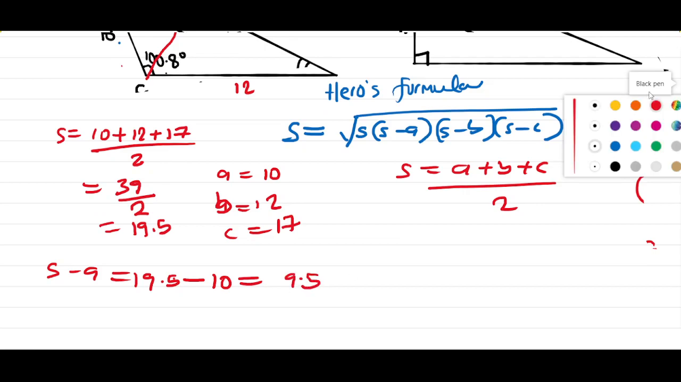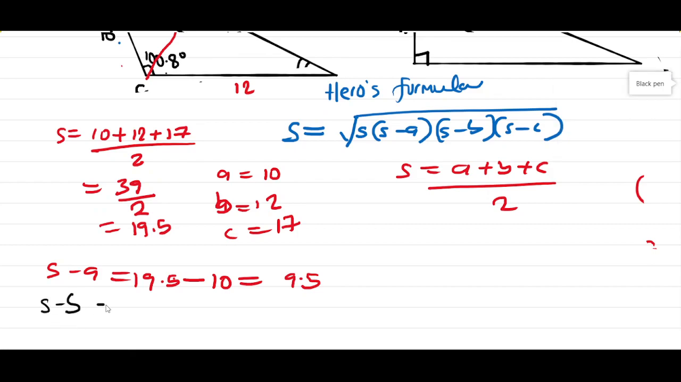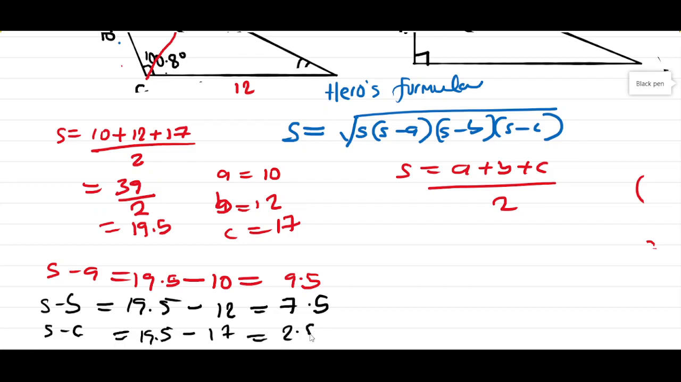And then s minus b should be 19.5 minus 12. So that is 7.5. If we say s minus c, then we'll be having 19.5 minus 17. When you take away 17 from 19, you get 2, so that is 2.5. So the area is just s, which is 19.5.